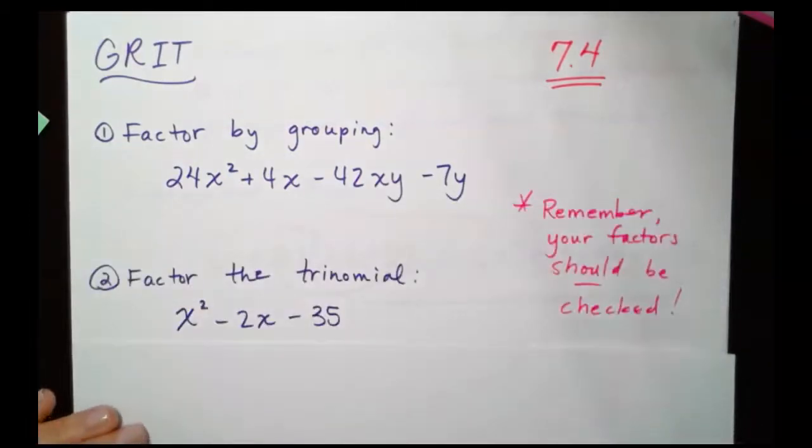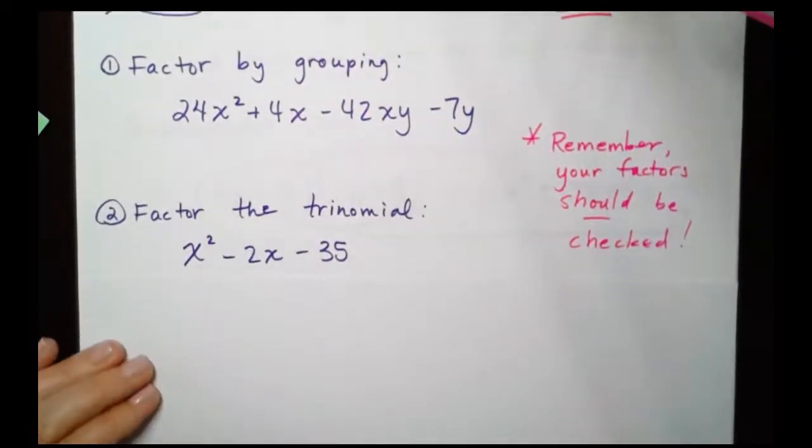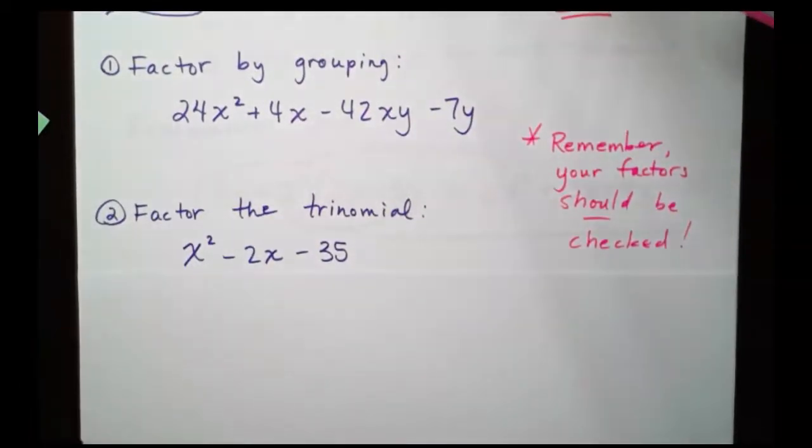Daily grit number 2, we're factoring the trinomial. This is from the last video, section 7.3. When we factor a trinomial, first we normally look for a greatest common factor. We really do not have one here. Nothing goes into x squared, 2x, and negative 35, so no greatest common factor. It doesn't have 4 or more terms, so we're going to factor by guessing and checking.